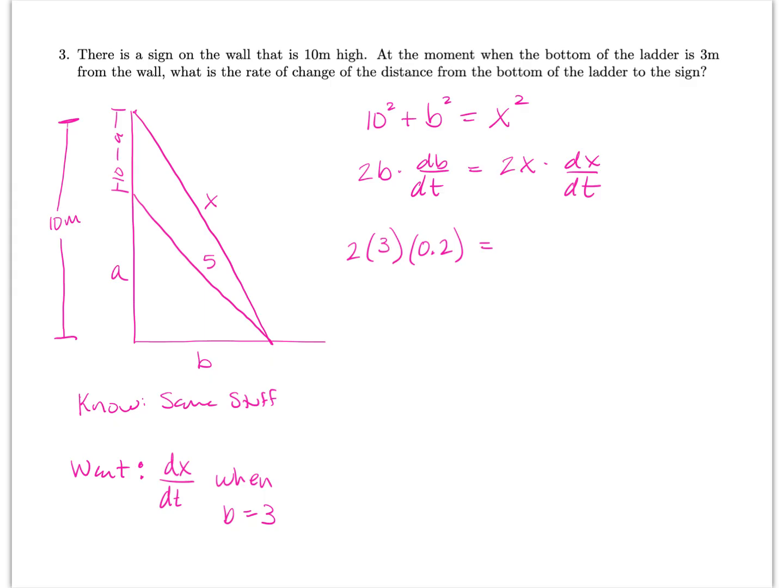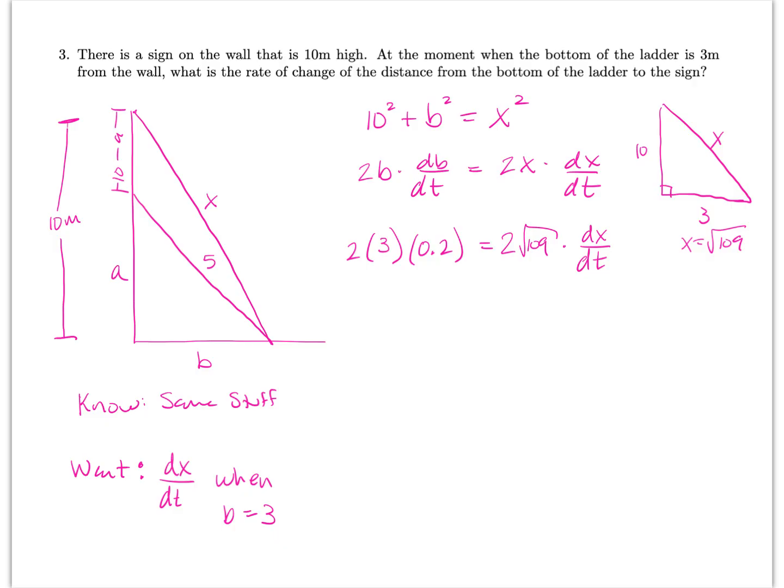I don't know the value of x, but I can figure it out from the Pythagorean theorem. So the moment in time I'm interested in is when b is 3, and this distance is always 10. So x would be 10 squared plus 3 squared equals x squared. So x is square root of 109. So 2 square roots of 109 times dx dt, which is what I want to know. So I'll just leave that as dx dt and I'll solve for it.